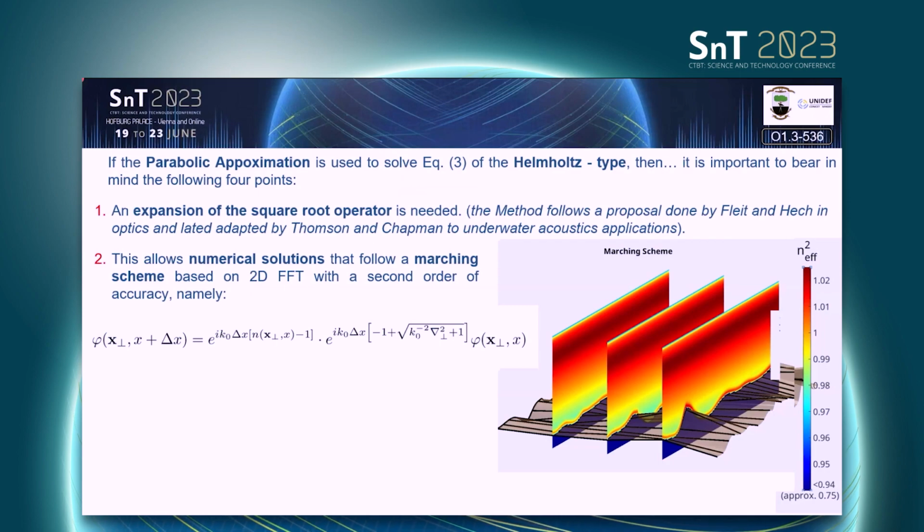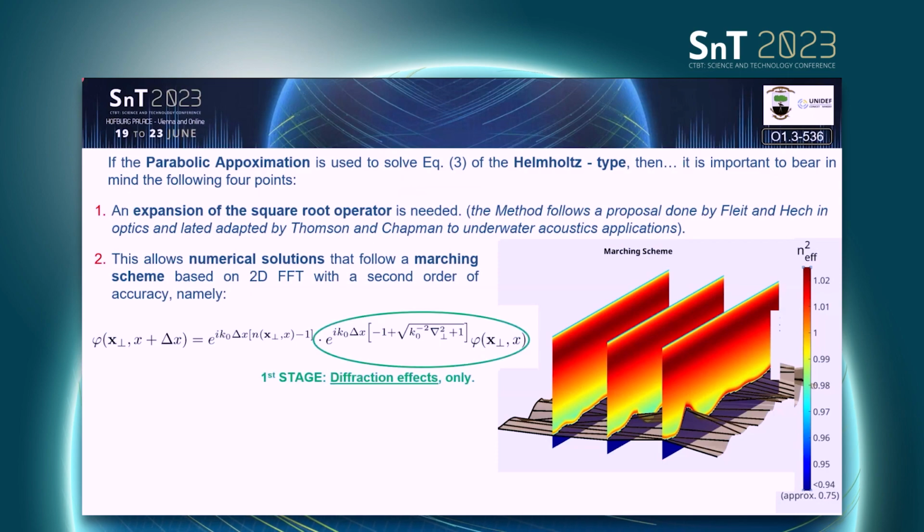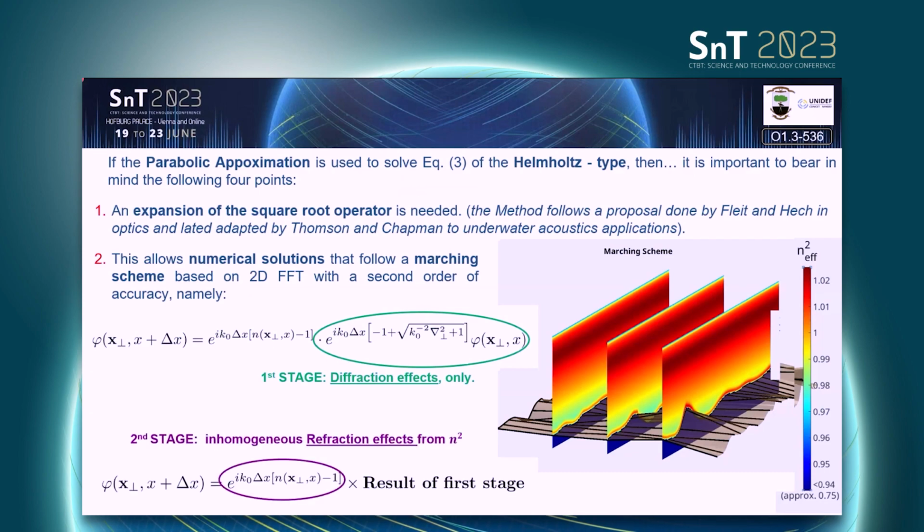In each screen, we have the values of the effective refraction index. X is the propagation direction, and the transverse coordinates are the Y and Z coordinates that can be thought of in each screen. To compute this equation, the method splits the evaluation into 2 stages. The first stage accounts for diffraction effects only, and the second stage takes into account inhomogeneous effects from n squared. Without providing more detail here, we can say that the FFT is used in the first stage.